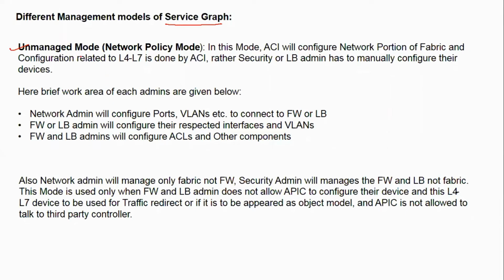So in unmanaged mode, the network admin will configure ports and VLANs to connect the firewall or load balancer. The firewall and load balancer will configure their respective interfaces and VLANs. Whatever configuration has to be done on that particular device, that admin will do it on their device. ACI has no access to the load balancer or security firewall if you are using unmanaged mode.